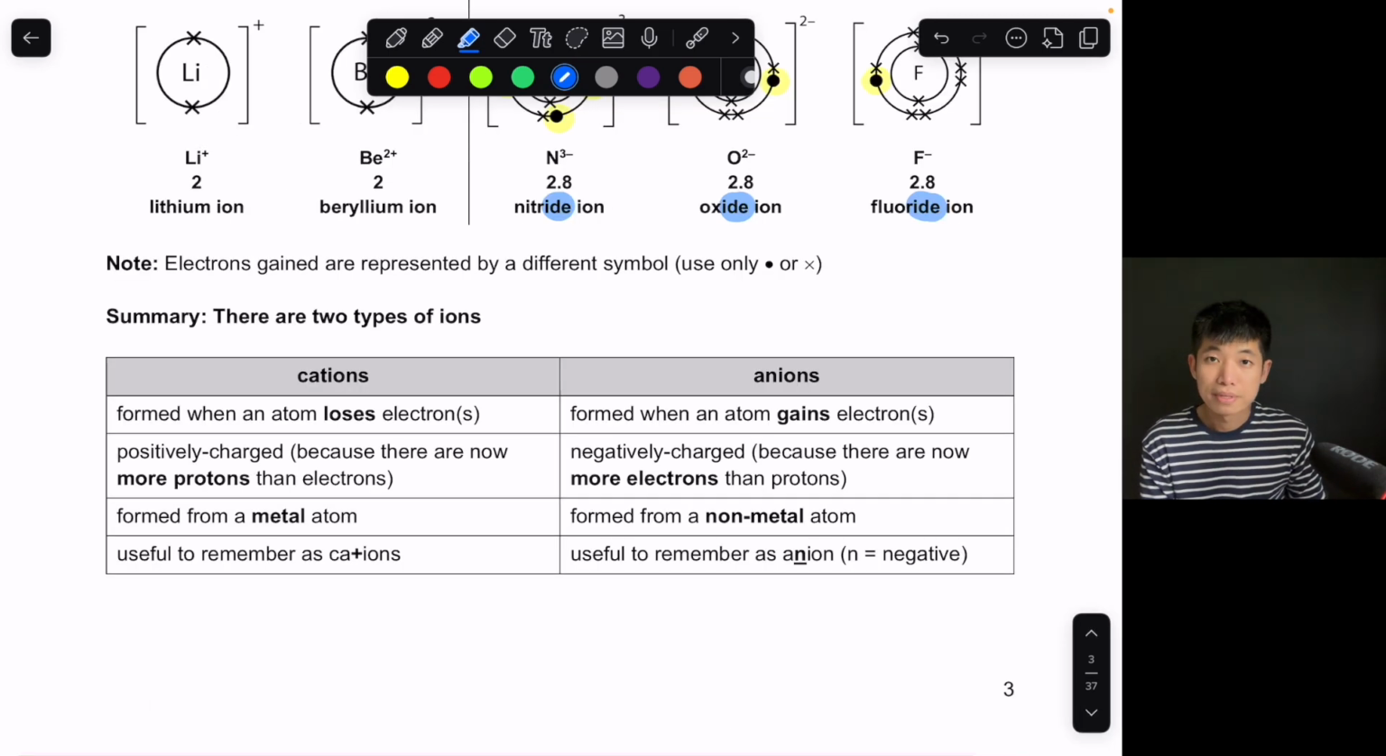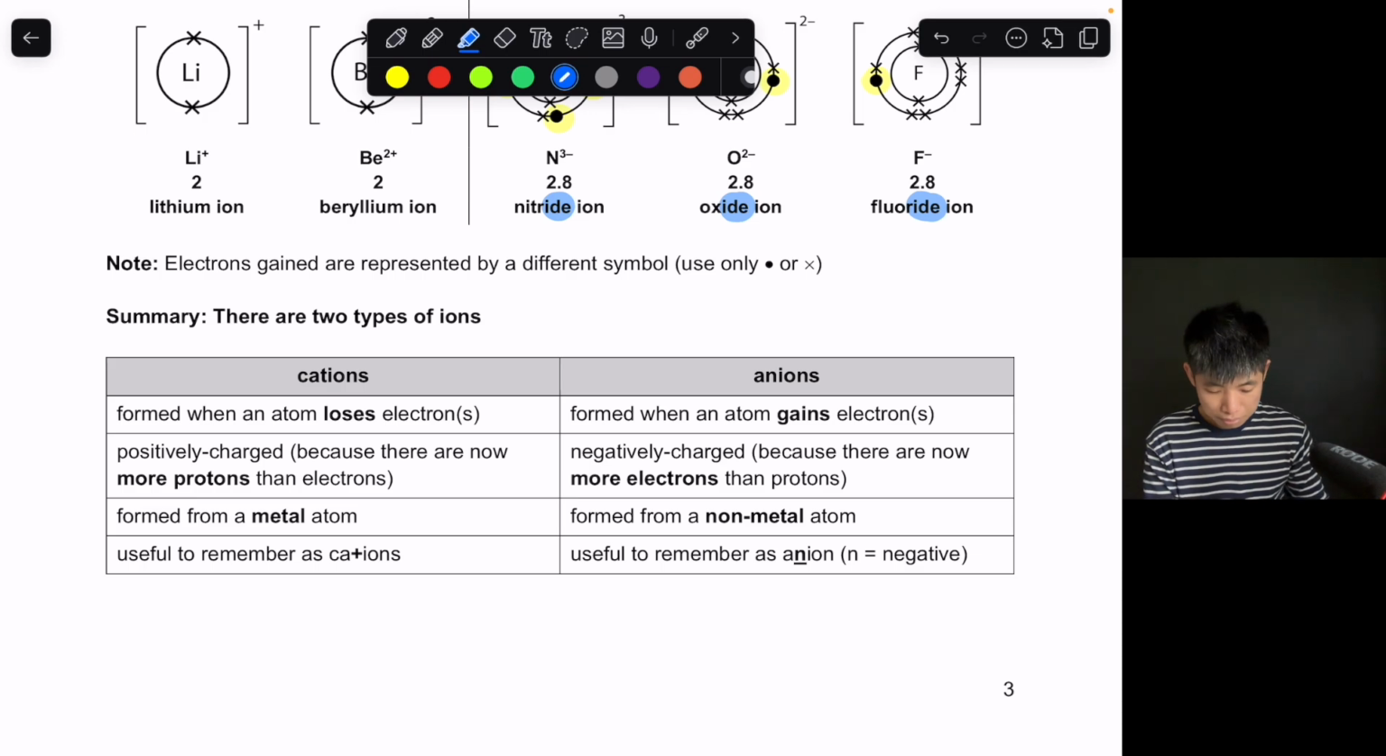In summary, there are 2 kinds of ions. The cations are the positively charged ones on the left. It's very easy to remember because you can think of the letter T as the plus sign. And the anions are the negatively charged ones, and you can look at the letter N, which stands for negative. So we have cations being positive and anions being negative.